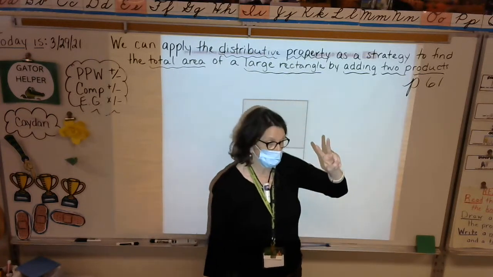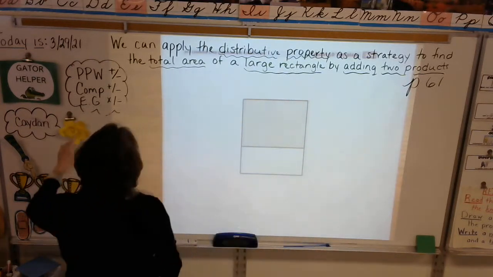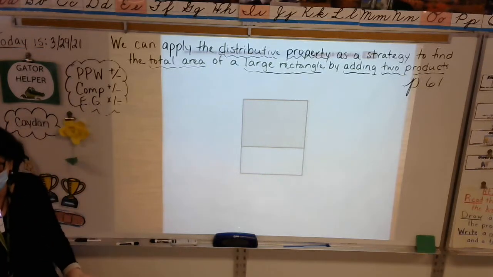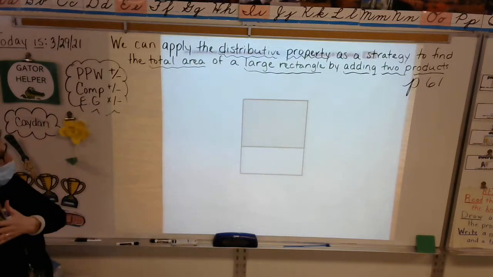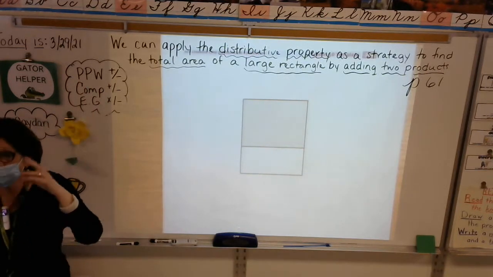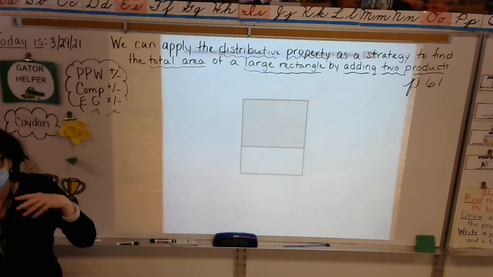So we're actually going to be using two concepts. We're going to be using equal groups when we multiply, because we'll have equal groups of the same number of units in each row, but then we're going to be using part, whole, because we'll be adding two different products, so it'll become part, whole.